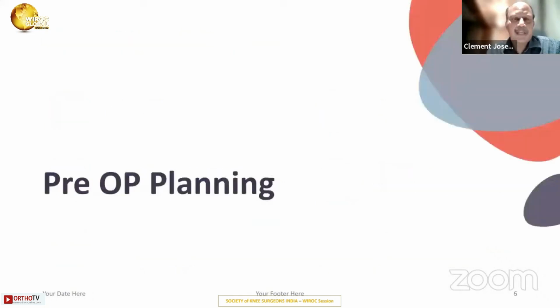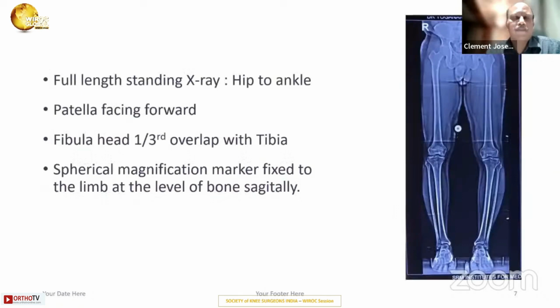Coming to the preoperative planning, it's very important to get a full-length standing X-ray view, which shows the hip to ankle in a bipedal stance. It's very important to know whether this X-ray is taken properly by looking at the patella, which has to be facing forward. The fibular head should be overlapped by the tibia by one-third.